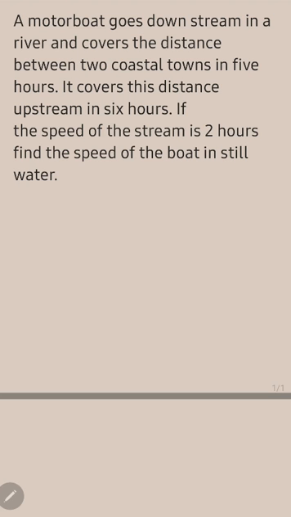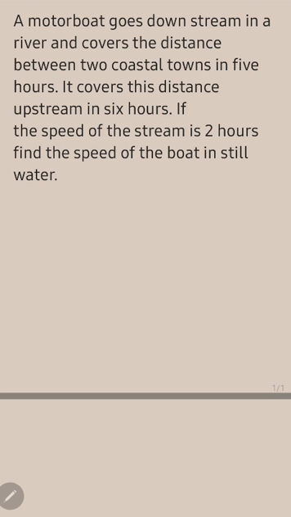Here you have some idea about what is downstream, what is upstream. Stream and still water: stream means the water is flowing. That means the water is having some speed. Still water means there is no speed for the water. And what is upstream and downstream?